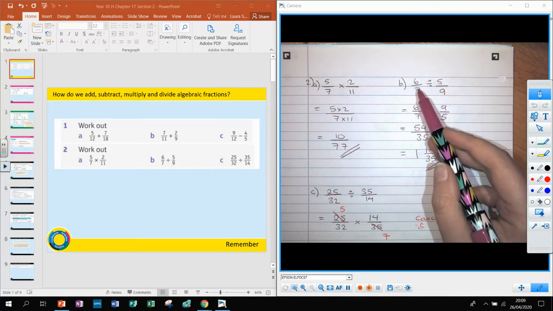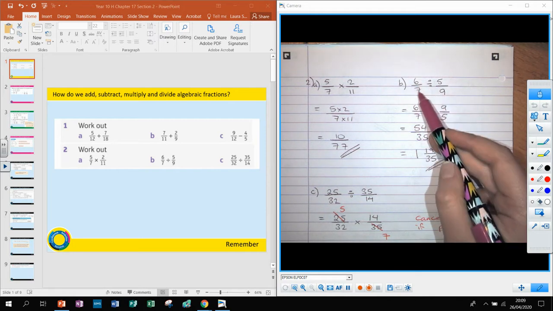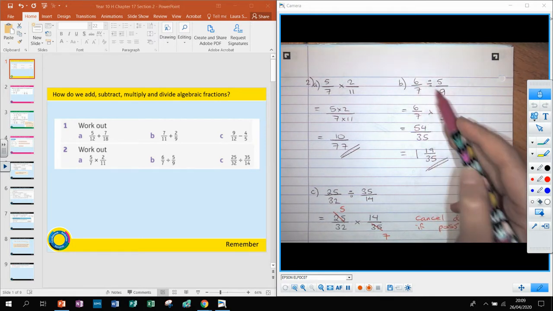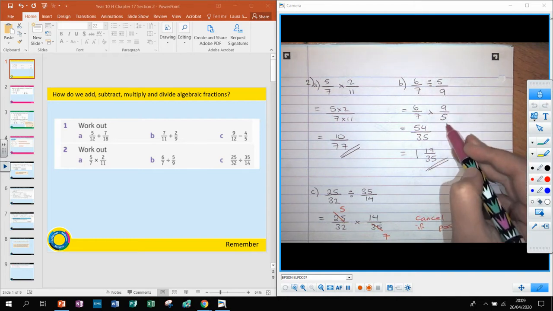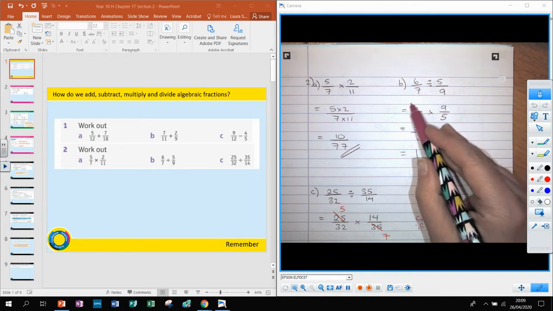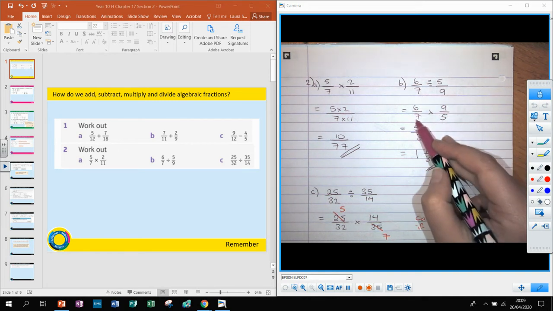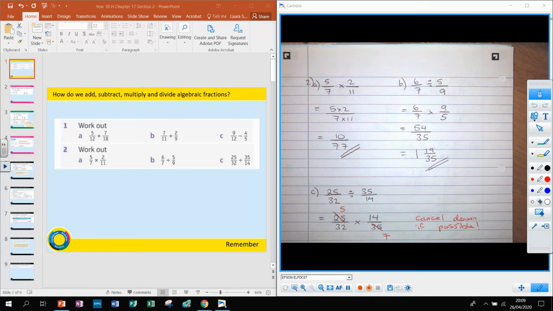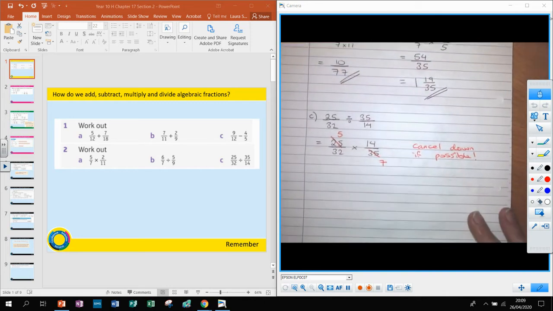Now at the beginning, you needed to remember keep, change, flip. Okay, so 6 over 7 we keep, we change this to a multiplication sign, and we flip the second fraction. So that's 9 over 5. Okay, there isn't anything I can cancel down here. So 6 times 9 is 54 over 7 times 5, which is 35. And that gives me 1 and 19/35. Okay, so that's finished. Can't do anything else.